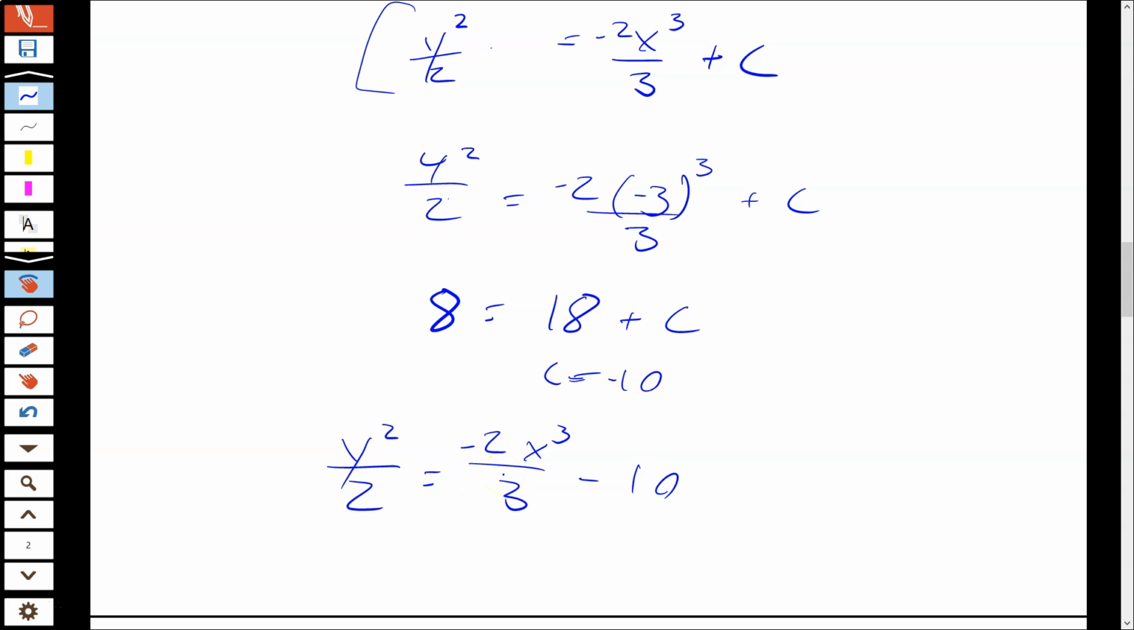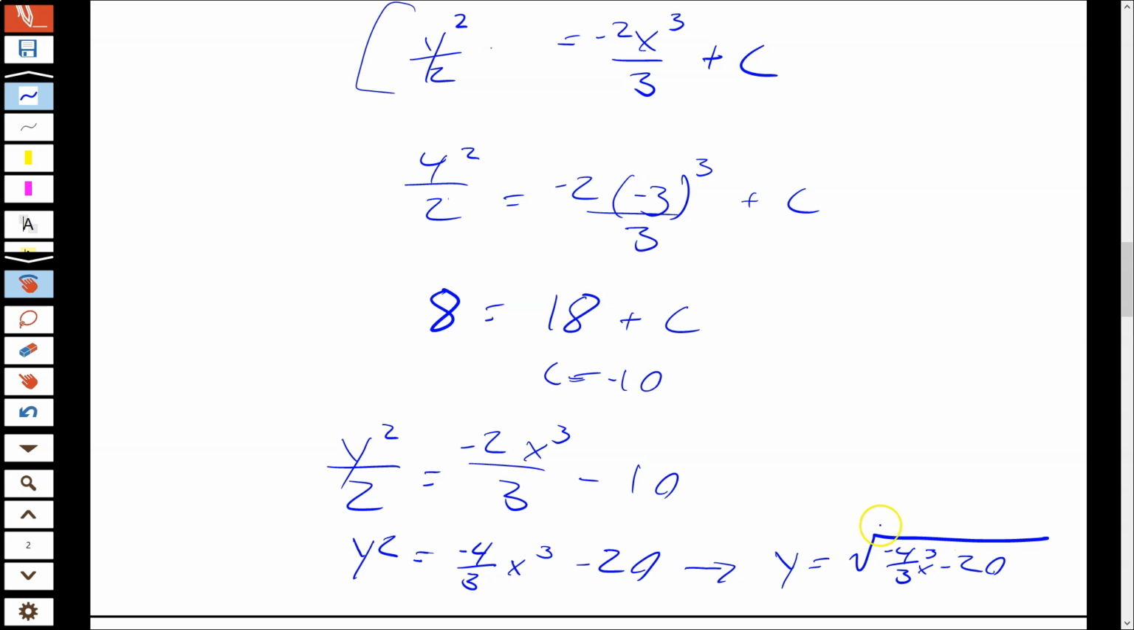They will sometimes tell you to isolate y, in which case you should, and you're going to practice that on this Delta Math lesson as well. So I'm going to do times 2 on both sides. That gets me y squared equals negative 4/3 x to the third minus 20. And then I'm going to square root both sides. So that gives me y equals the square root of that whole mess. x to the third, there we go, minus 20.